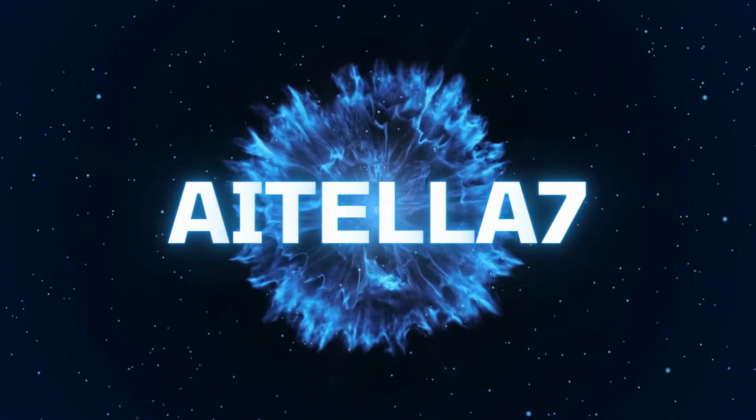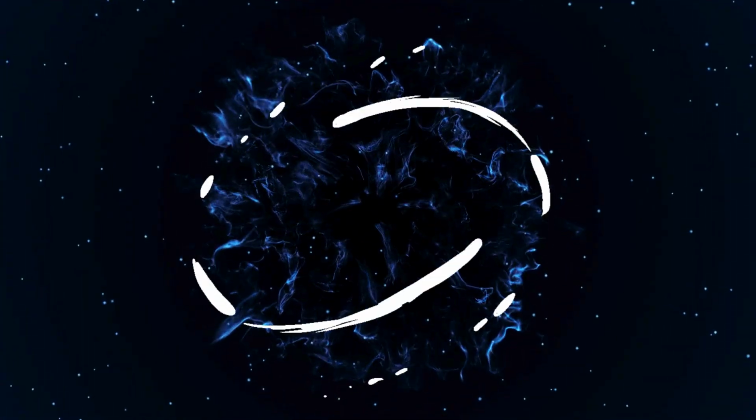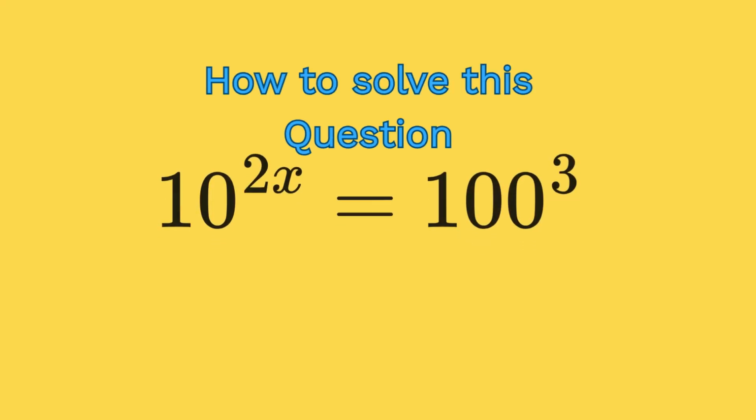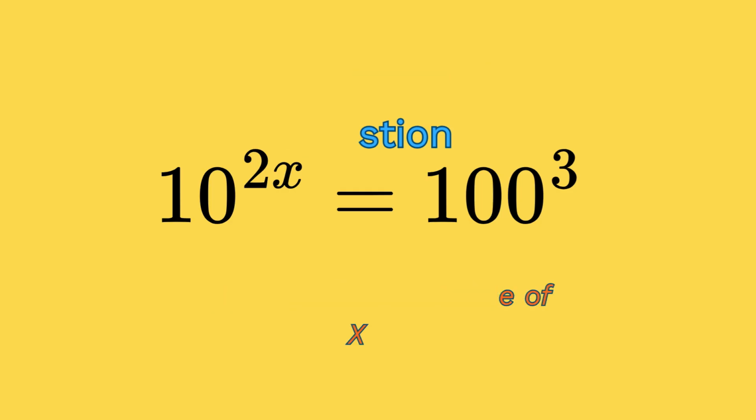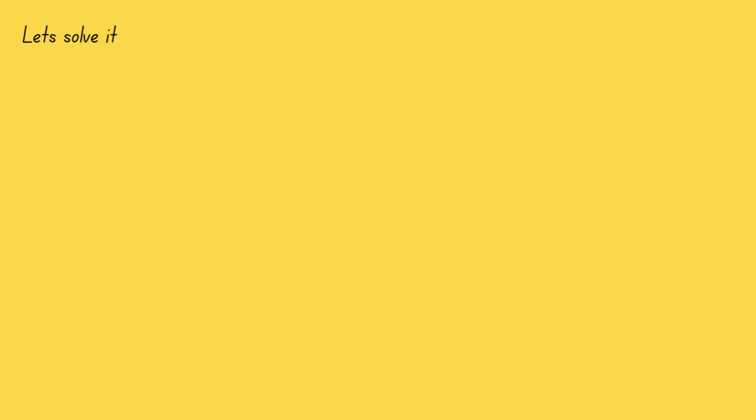Today, I have brought to you another interesting question and step-by-step solution. Let's begin. How to solve this exponential equation: 10 to the 2x equals 100 to the third. We need to find the value of x. Let's solve it.